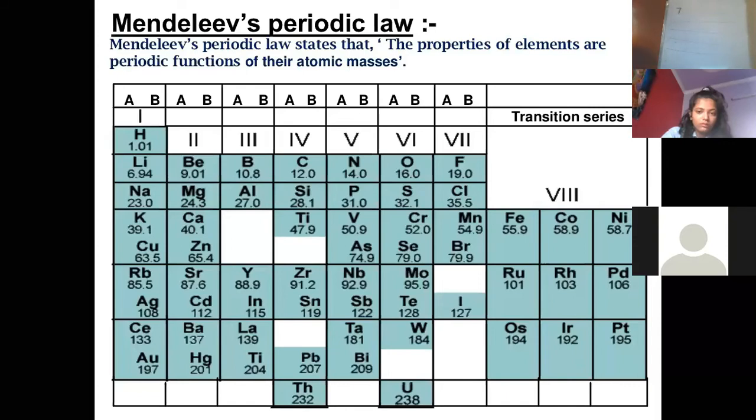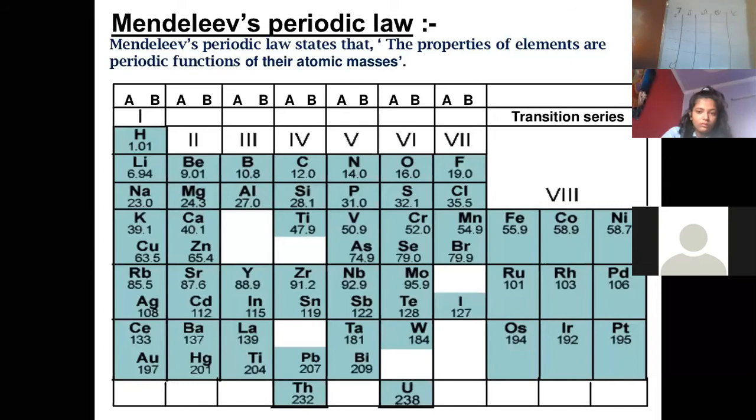Along with it, there were vertical columns also, and he called them groups. So this was the characteristic feature of the Mendeleev periodic table: there were 7 horizontal rows which he named 1, 2, 3, 4, 5, 6 and 7, what you can see on your screen, and there were vertical columns which he called groups. Okay, there were the 7 periods, the horizontal ones. This was the characteristic feature of the Mendeleev periodic table.